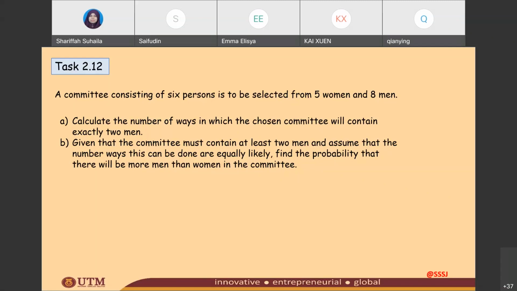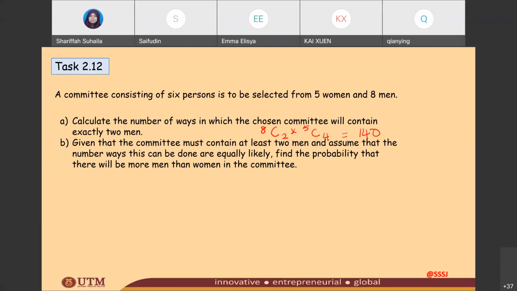So again here, we want to choose exactly 2 men. So we have 8 altogether. So in your step, just write down 8, you want to choose 2. So the balance 5 will choose another 4. Okay, so altogether you will have 140.